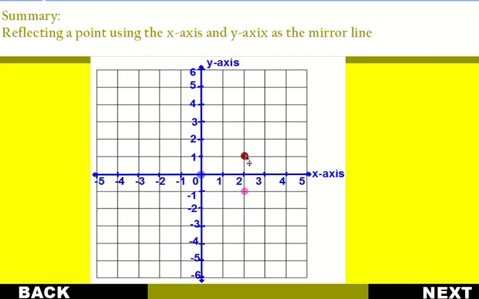Good. What about if the same point is reflected on the y-axis? Where can the image point be located? It's 2 units away, right? So you count 2 units away from the mirror line on the y-axis, and the image point can also be located here. I trust you enjoyed today's lesson.